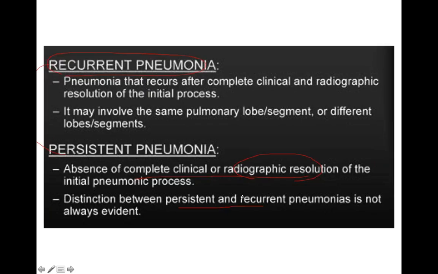It is also defined as 2 or more episodes of pneumonia in a single year, or 3 or more episodes ever with radiographic clearance in between occurrences. So that's recurrent pneumonia. Radiographic clearance means that the chest X-ray turned out to be normal in between occurrences. So that's recurrent pneumonia.